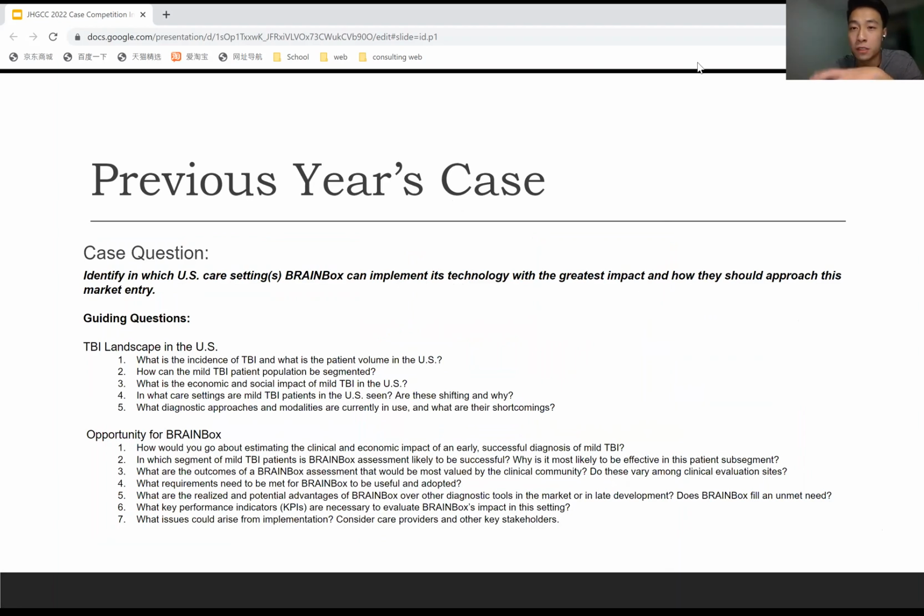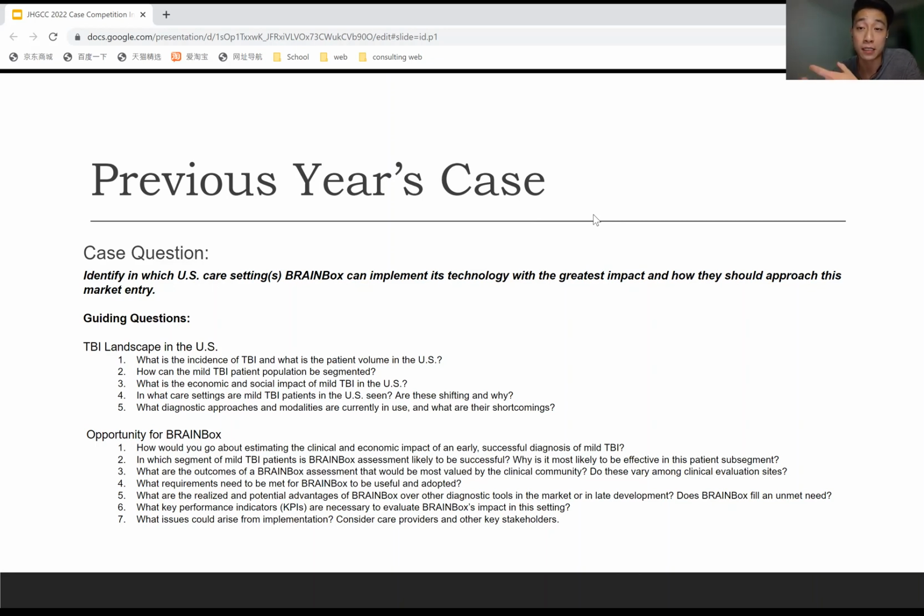Right, so I wanted to dive a little deeper into what exactly the case will look like. So I'm going to walk you through a past year's case so you know what you're going to be solving. This is actually a case from 2 years ago. The client was Brainbox, and the case question, or some people call it the prompt, was to identify a US care setting where the client can implement its technology with the greatest impact, and how they should approach this market entry. So interpret that as essentially a market entry problem.